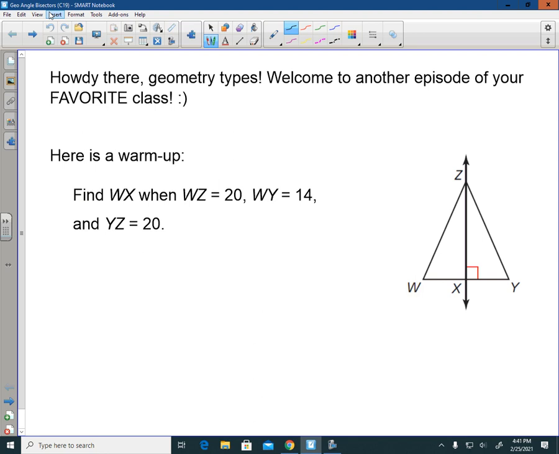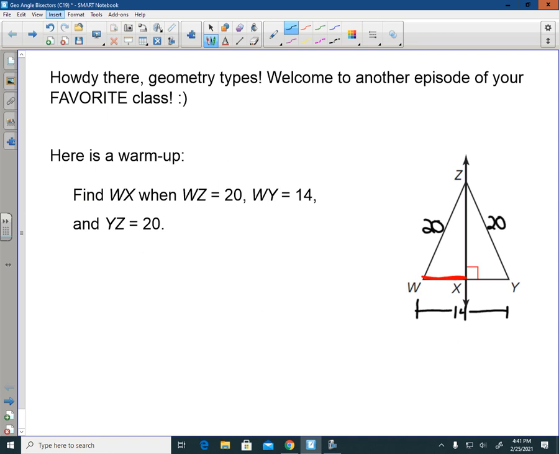It says find WX, so I'm going to mark that. WX is what we're trying to find. We're trying to find this little distance right here, WX, when WZ equals 20. So WZ, this one over here, is 20. WY, this entire distance from W to Y, is 14. And YZ is 20. So we know a lot about this figure now. We know that the distance between WZ and ZY are exactly the same.